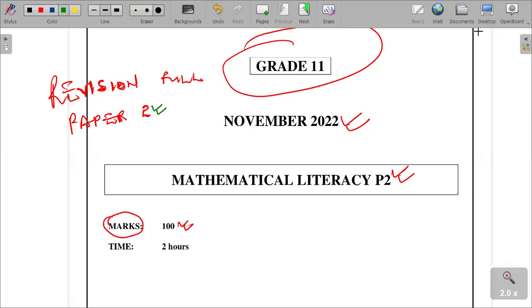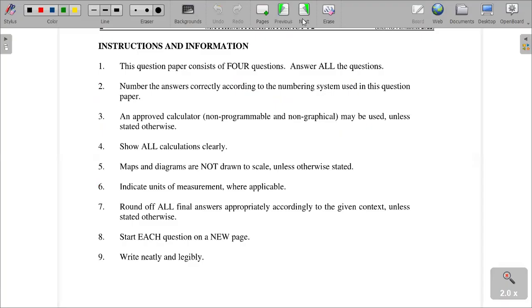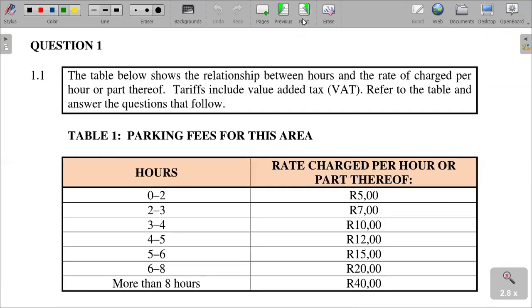It is a November 2022 paper. As you can see, it is 100 marks and it's a full paper revision. So let's just prepare for end of year, and without wasting any time, I'm just going to go through the question paper. You can see instructions are there. But please note that every time you write an exam, you read the instructions. So I'm going to quickly start here on question number 1.